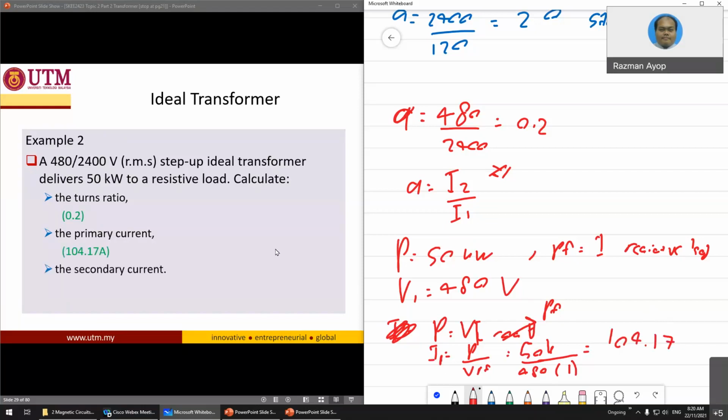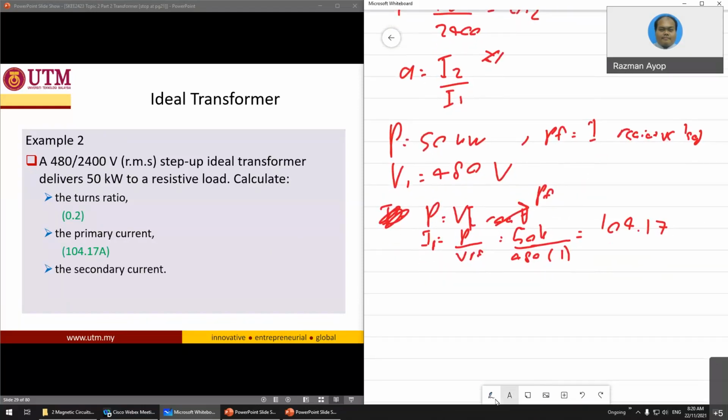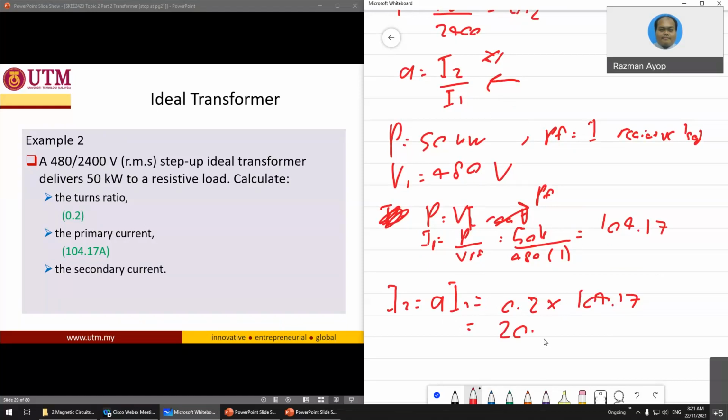How about the secondary current? For the secondary current, you have to use this formula. I2 is basically equal to alpha, or A, times I1. A is 0.2 multiplied by 104.17, so you get 20.83 ampere.